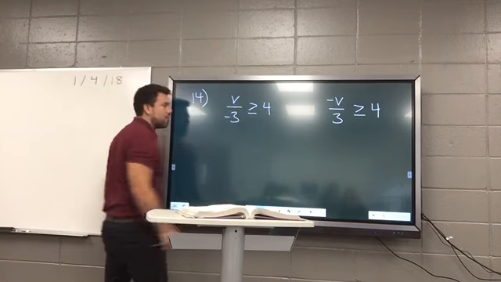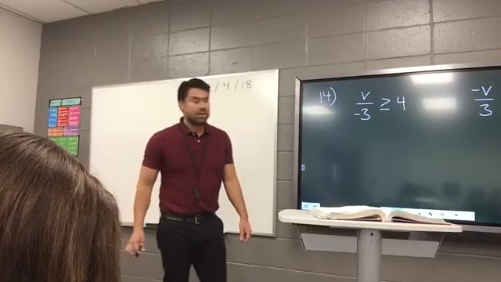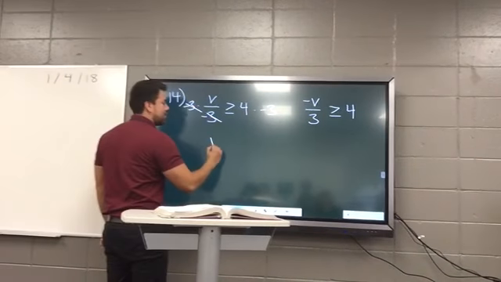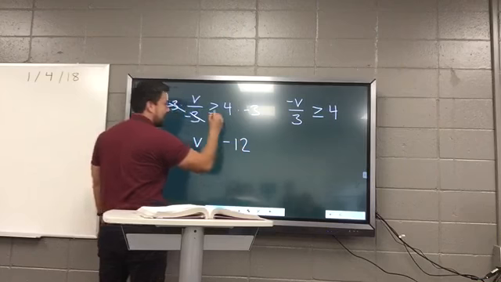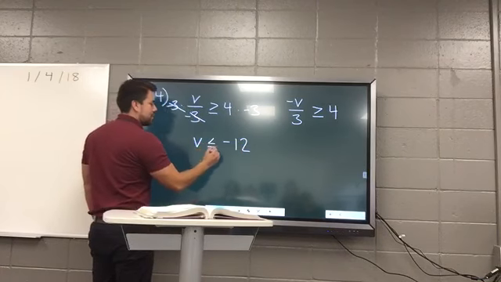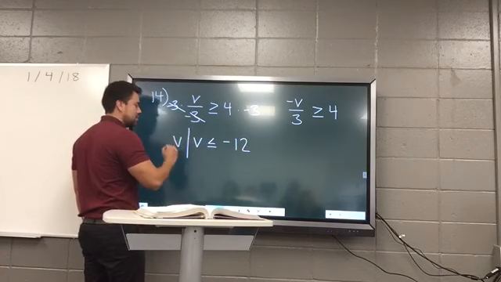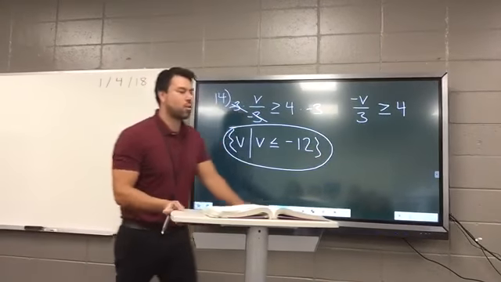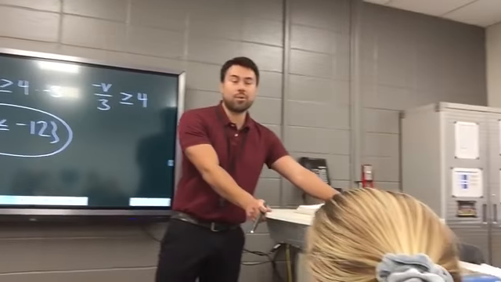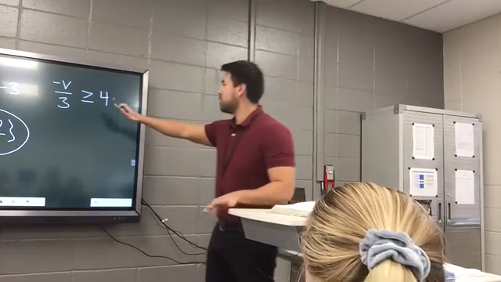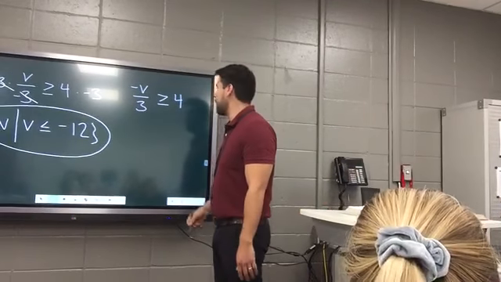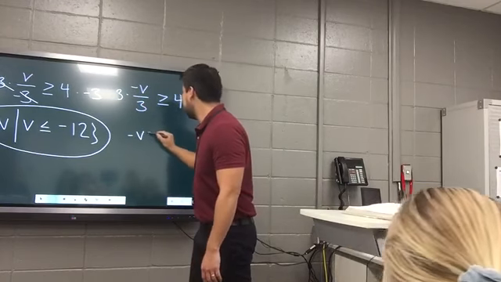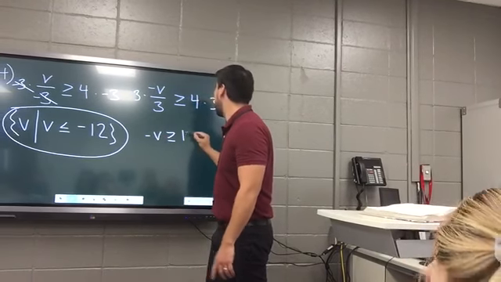So here, what do you have to do to solve for v? Okay, multiply both sides by -3. Okay, I get v, and I get -12, less than or equal to, and v is any number such that v is less than or equal to -12. All right, great. But if you worked it out the other way, what do you do to both sides? Multiply by 3. You get -v is greater than 12.